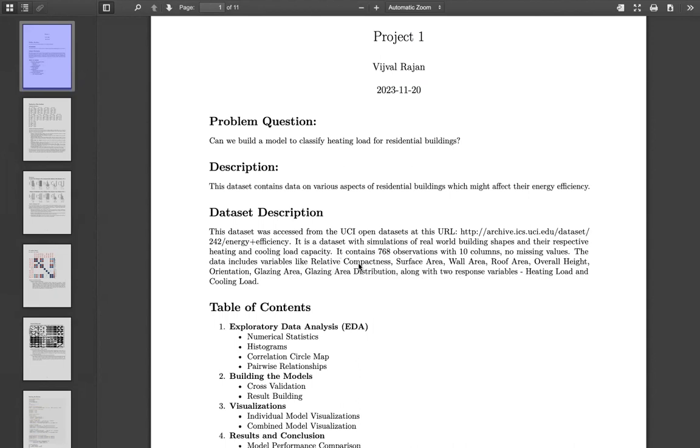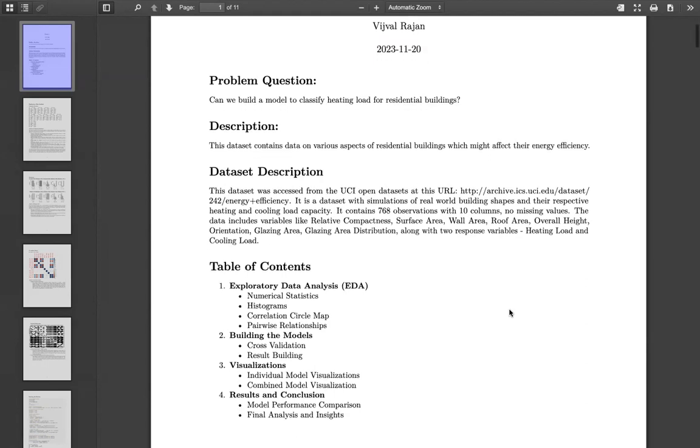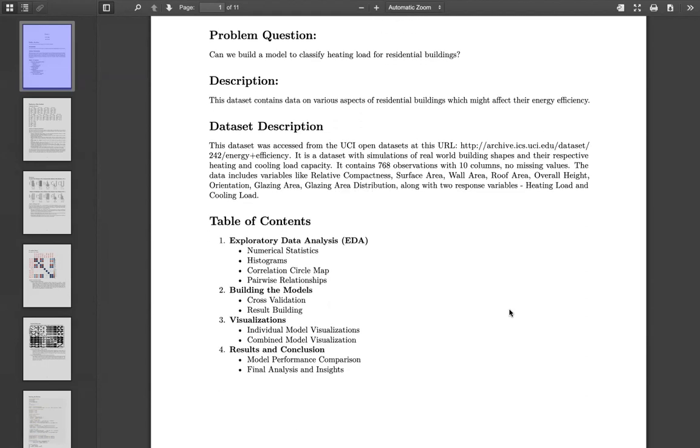variables such as relative compactness, surface area, wall area, etc., and gives you two response variables, heating load and cooling load, to give civil engineers or whoever's working on this an idea of what these requirements are based on the building shape. What my project aimed to do was, can I build a model to classify heating load based on these different numerical variables? My analysis focused on these things.